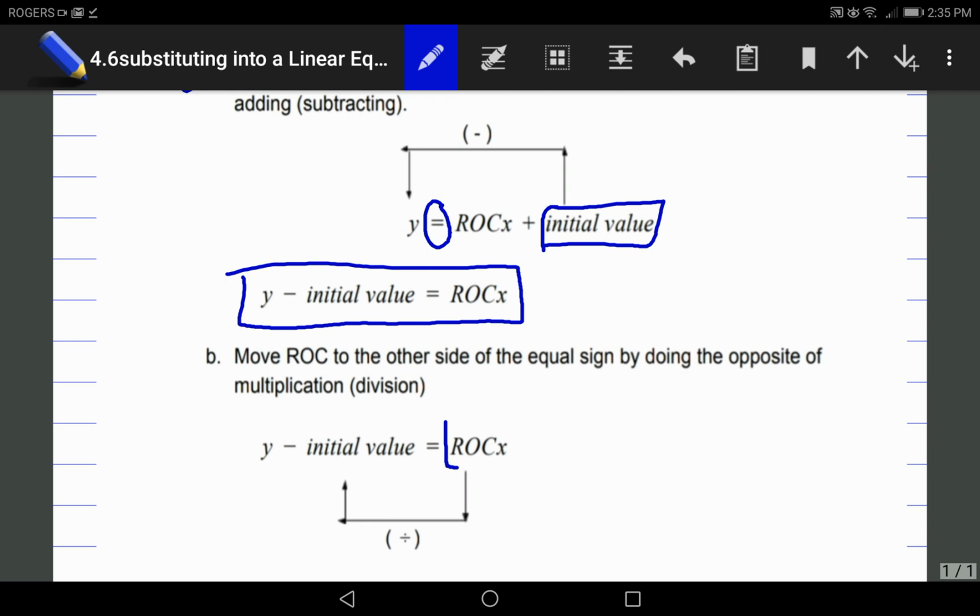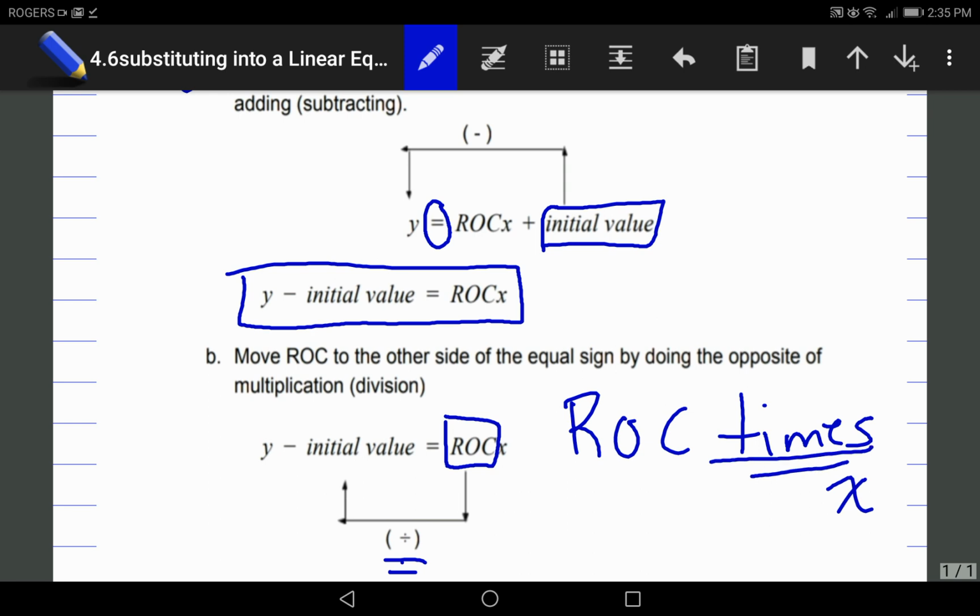Okay, so we're going to move the rate of change to the other side of the equal sign by doing the opposite operation again. And I put division here. The reason why it's divide is because it's rate of change times x, and the opposite of multiplication is division. That's how you bring it over to the other side of the equation. You divide it on the other side.